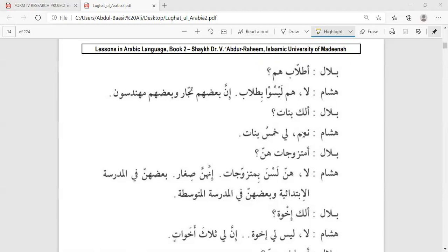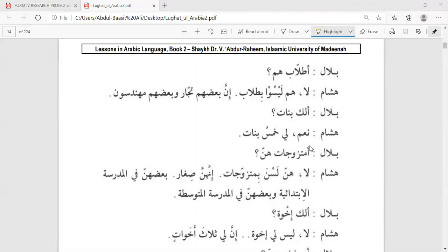All right, let's continue here. So Bilal: A mutazawwijatun hunna? Are they married? A mutazawwijatun hunna. So the word here, again, look at the aleph with the hamza on top.